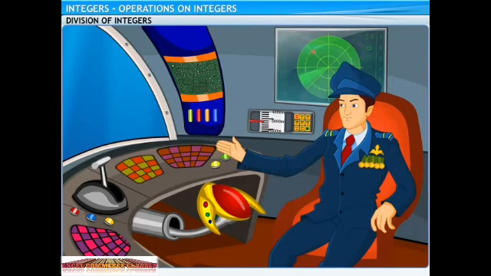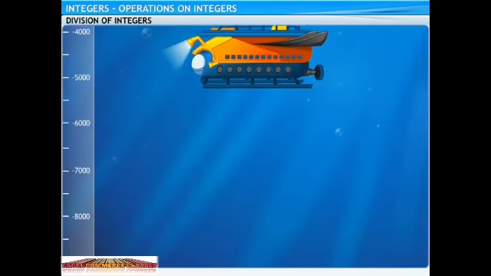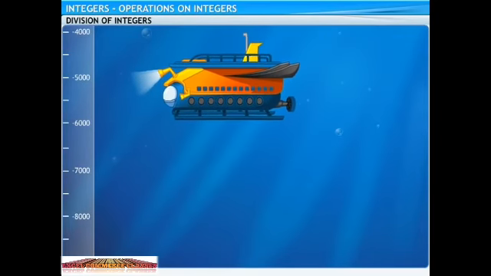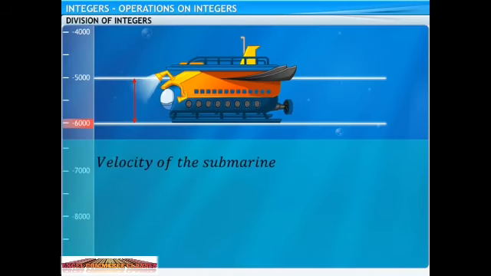The survey for laying the cable lines is progressing really well. The team needs to conduct some more explorations in the deep sea and have requested me to move the submarine down by another 1,000 meters. We are now at minus 6,000 meters below sea level. And we have covered a distance of 1,000 meters in 100 minutes. So, the velocity or speed of the submarine was minus 10 meters per minute.